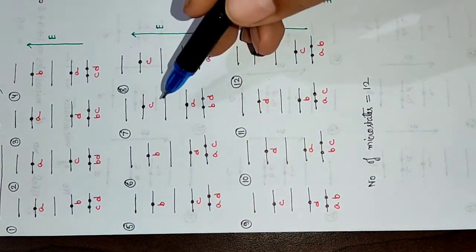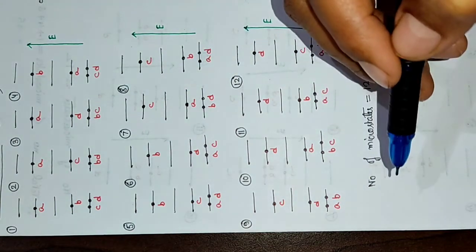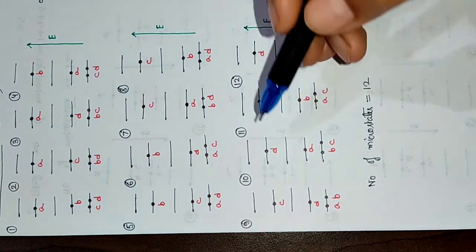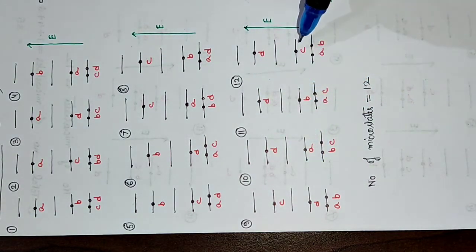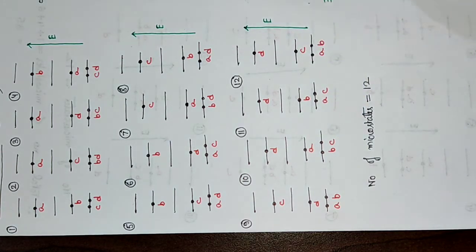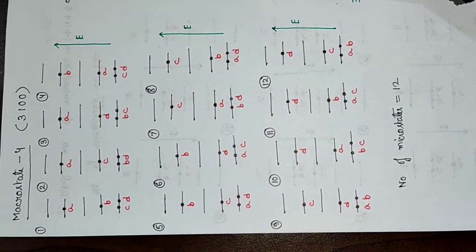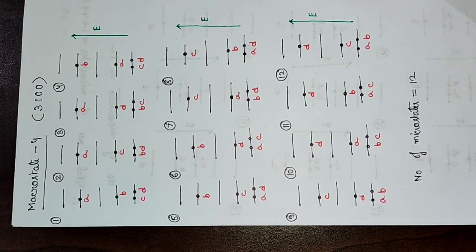Now the ground state is simple. For CA it will be BD, here it will be AD, here it will be AB. And the last one DDD. So you have ABC here. And the ground states are easy, BC, AC and AB. So you get 12 microstates for this macrostate 3100.